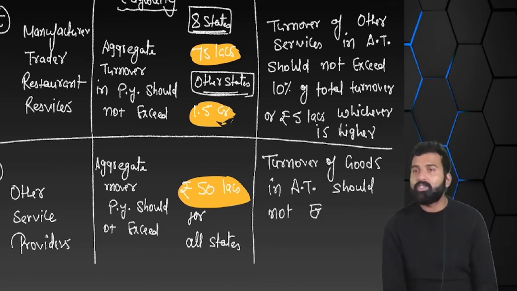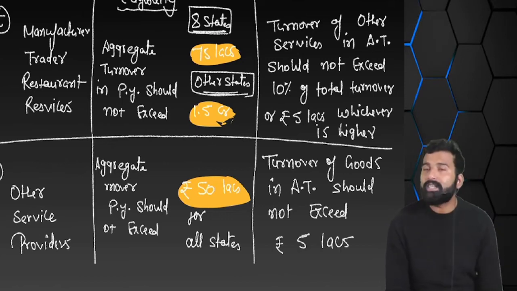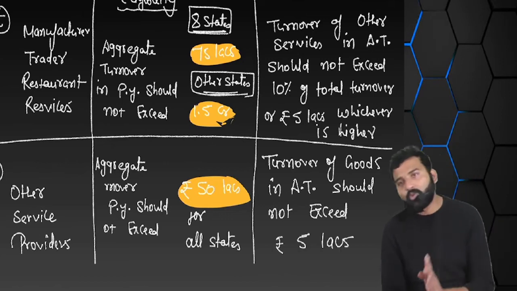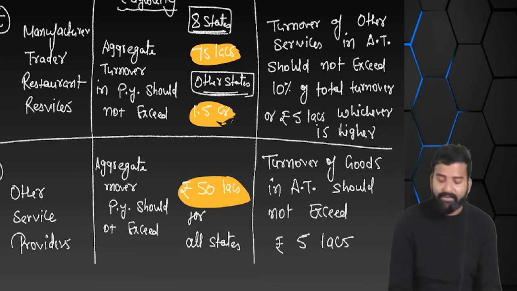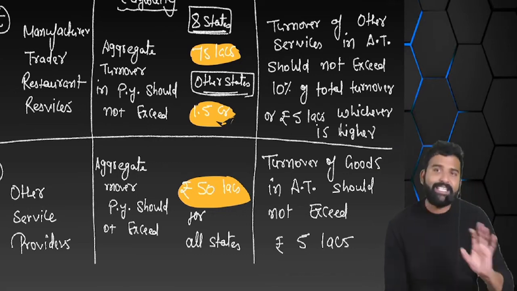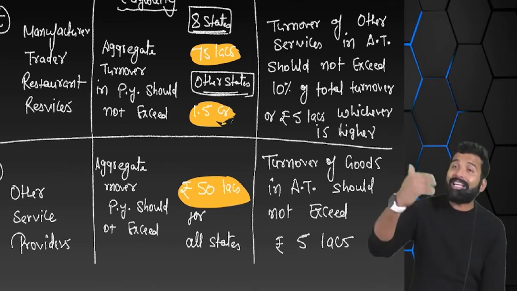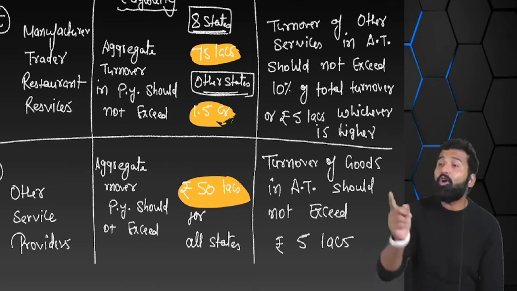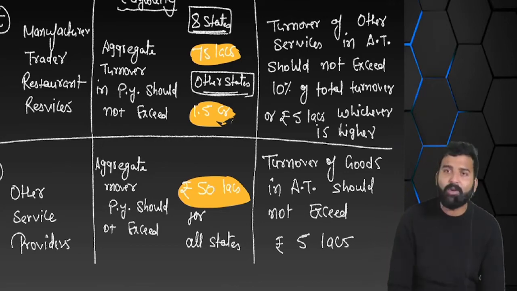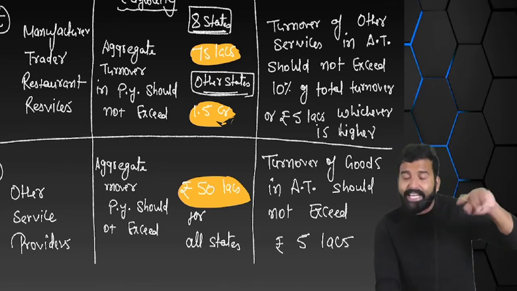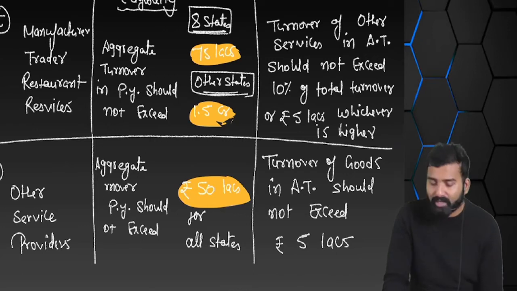So a person whose service is 40 lakh, how much goods can he supply? Up to rupees 5 lakh. So if the turnover is 45 lakh, 5 lakh can be of goods and 40 lakh of services, not exceeding 5 lakh rupees. But in the first case, it is a minimum of 5 lakh and a maximum of 10% of the aggregate turnover. I have already covered some examples, and you can read all these examples in your module.